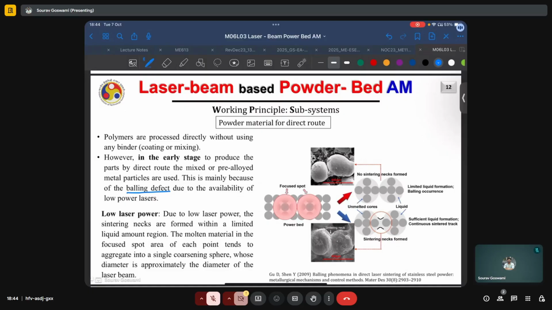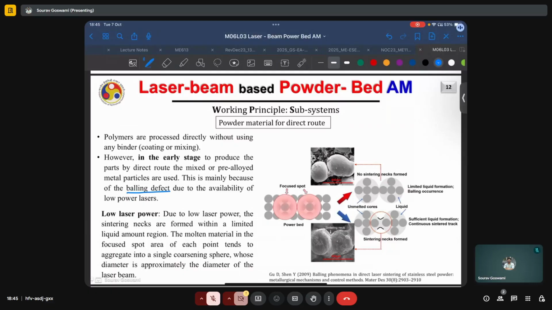And it was only with the advent of more advanced lasers that these particles could be melted because for say a CO2 laser of 10 micrometer wavelength, even if you run it at very high power, there is a good chance that the material will not interact sufficiently and will still not melt despite the very high powers involved. That is why in the early stages, mixed or pre-alloyed metal particles were still being used.